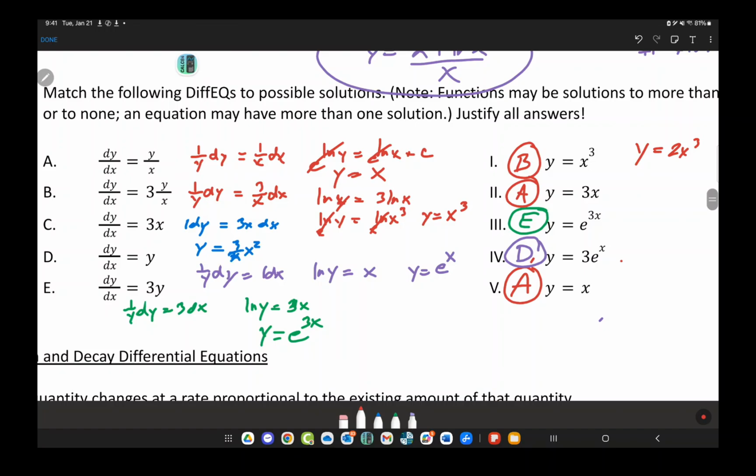For C, we got what? Quadratic solution. Do we have any quadratic answers? No. Yes. D, we had an exponential function, and we have only one exponential function, base e. And then E, we had an exponential function with 3x at the exponent.